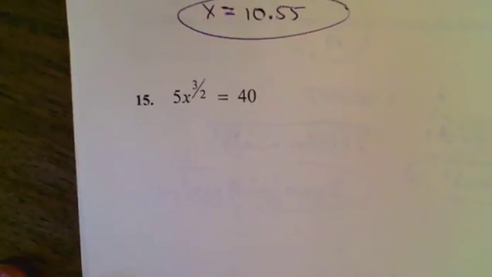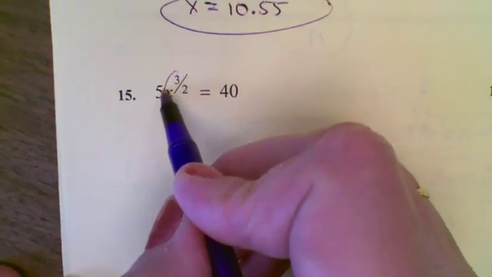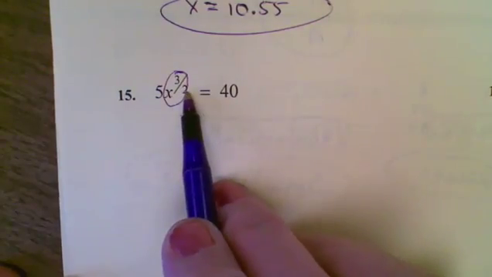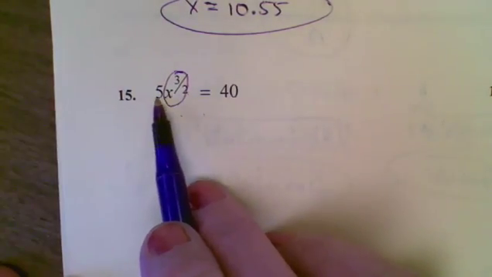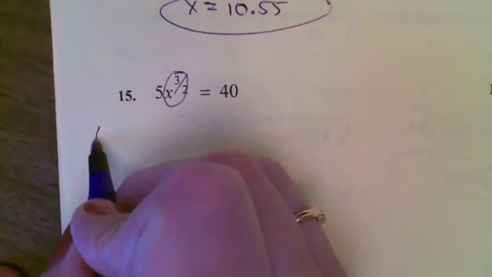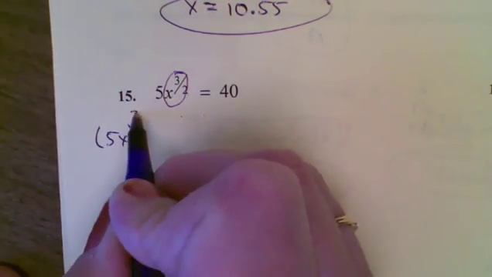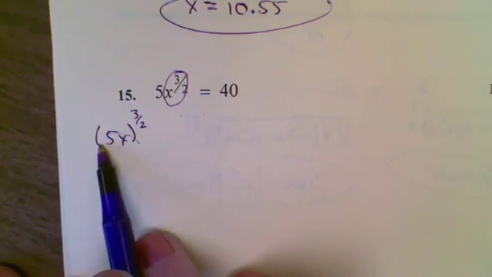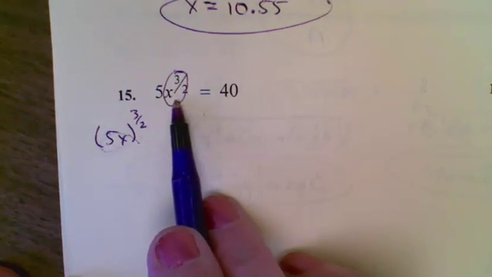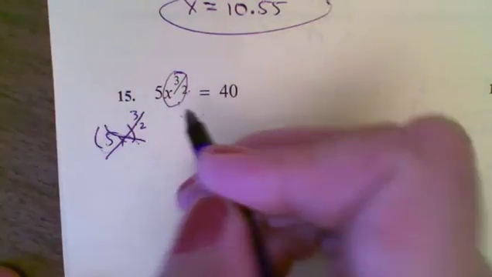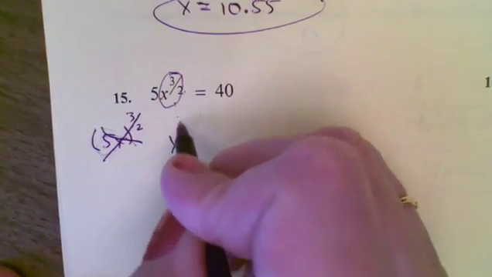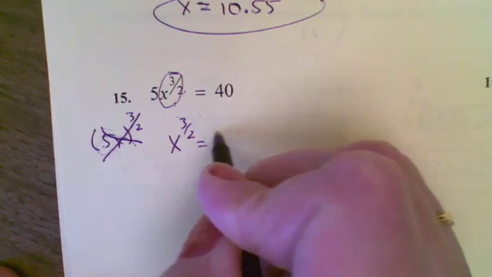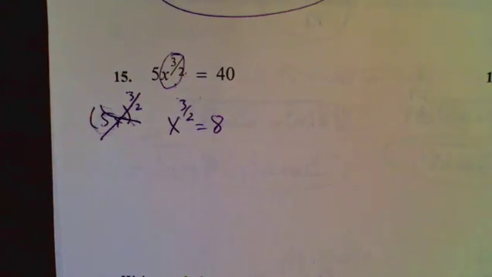All right, so 15. Remember, this is the only thing that's affected by that power. So this 5 is not. If this were in parentheses, if this would say 5x all raised to the 3/2, then all of that would be your base. But it isn't. It's 5 times x to the 3/2. So we are going to first divide by 5. So I get x to the 3/2 equals 8.